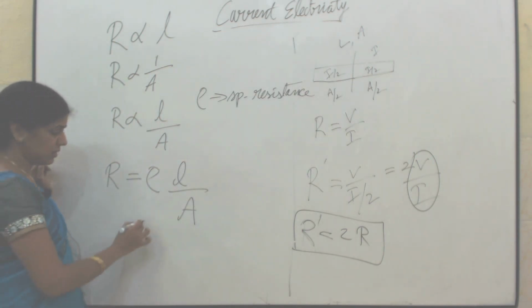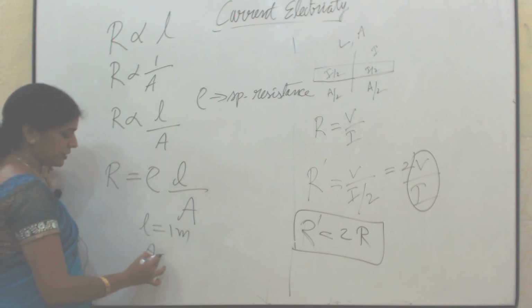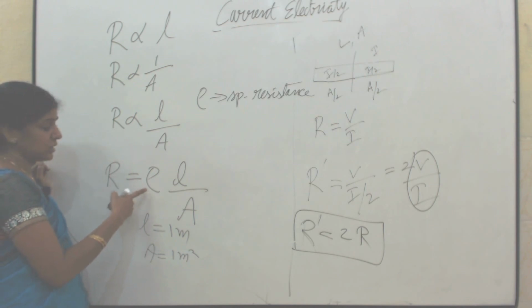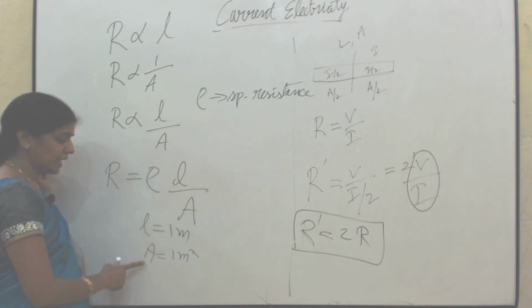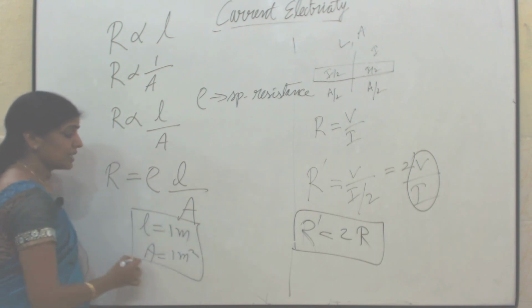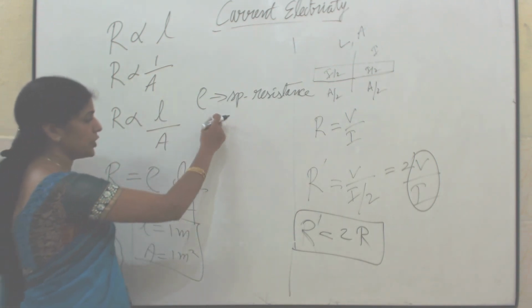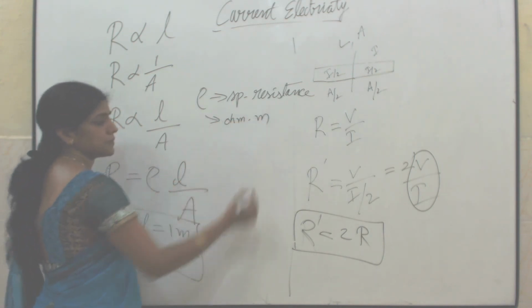How can I define this? If the length of the conductor is 1 meter and the area of cross section is 1 meter square, what happens to the resistance? It is the specific resistance. So the specific resistance is numerically equal to the resistance of a conductor of unit length and area of cross section 1 square meter. In this way I can define the specific resistance or electrical resistivity of a conductor. The unit for specific resistance is ohm meter.